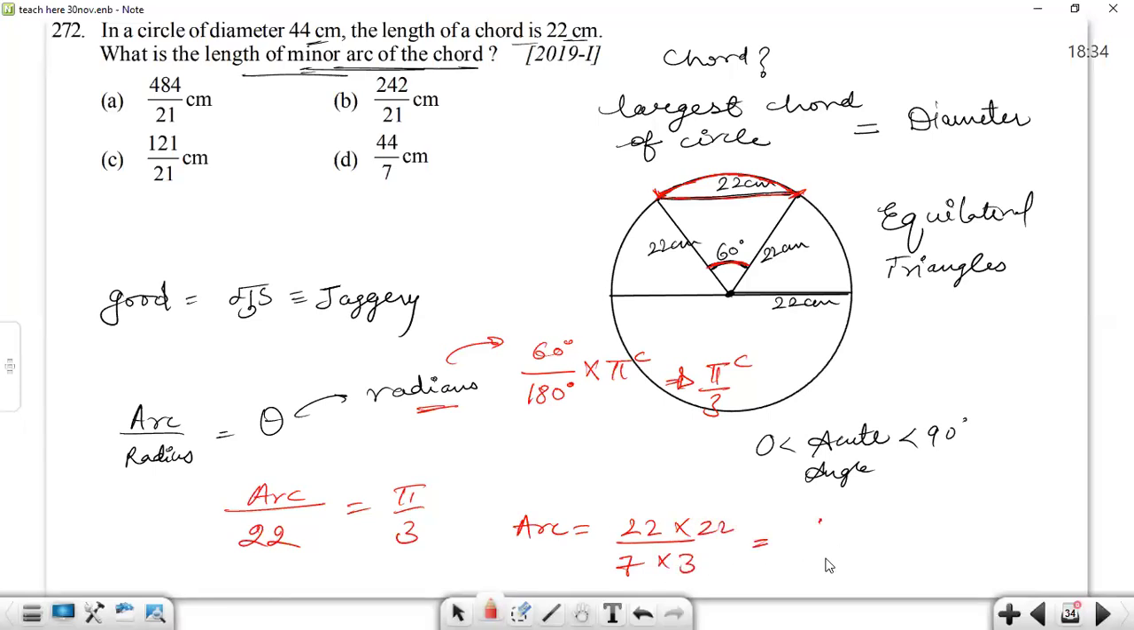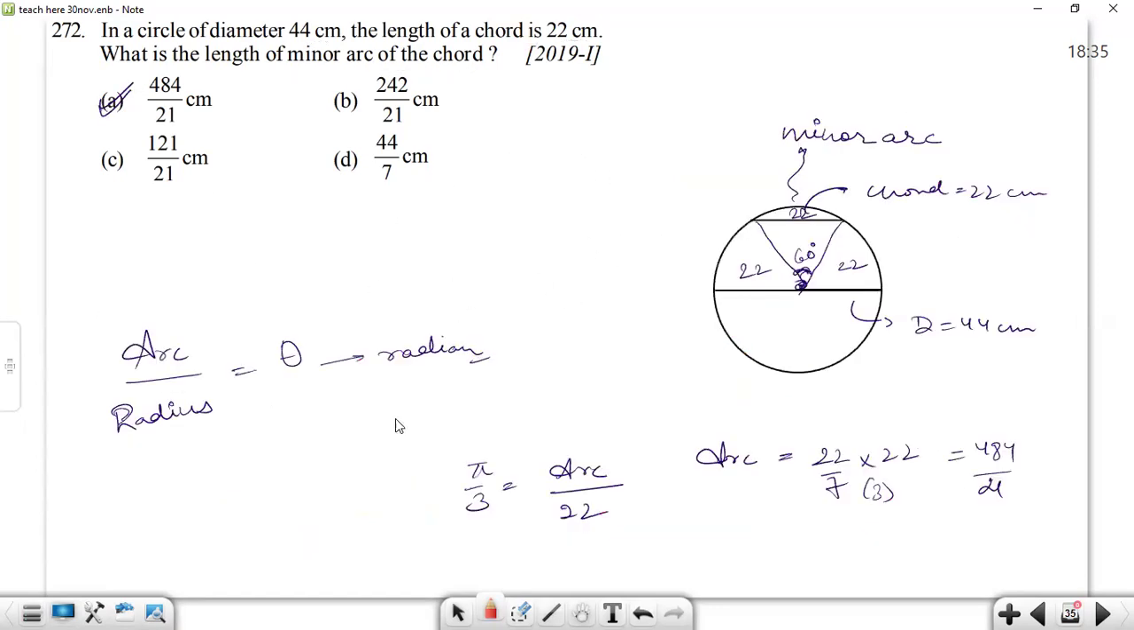22 into 22 is what? What is the square of 22? 484. Very good. Have you seen the options? Answer A option is correct. Clear? Yes, sir. This is one formula. Note the formula.